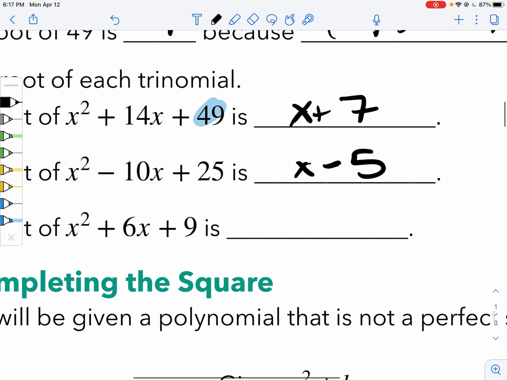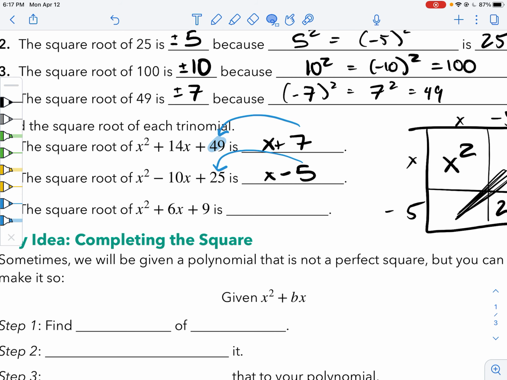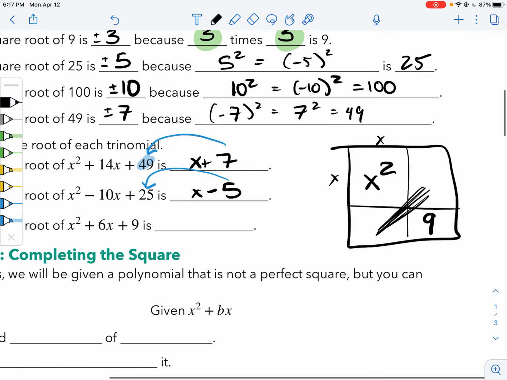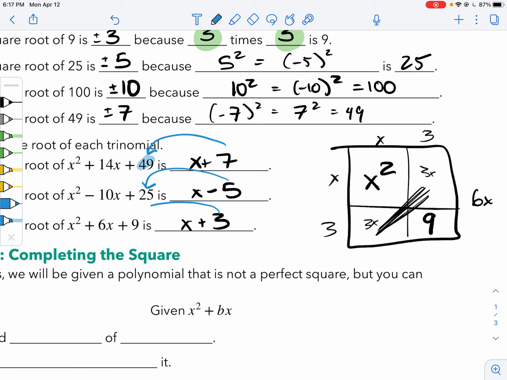Hey, notice that fun pattern. 7 is the square root of 49. Negative 5 is a square root of 25. Use that to predict what is going to go here if we've got x squared plus 6x plus 9, and that needs to add up to 6x. The square root is going to be 3. 3x plus 3x gives us 6x, so we've got x plus 3. So yeah, we've got the square roots here.